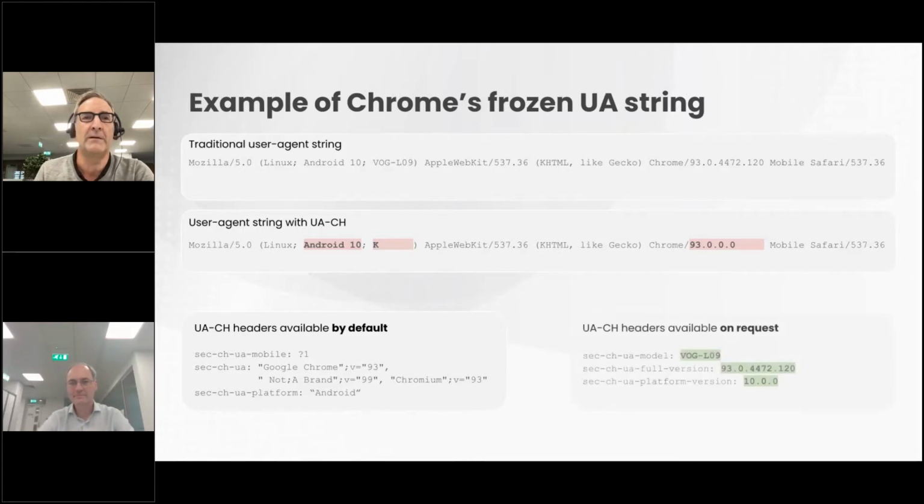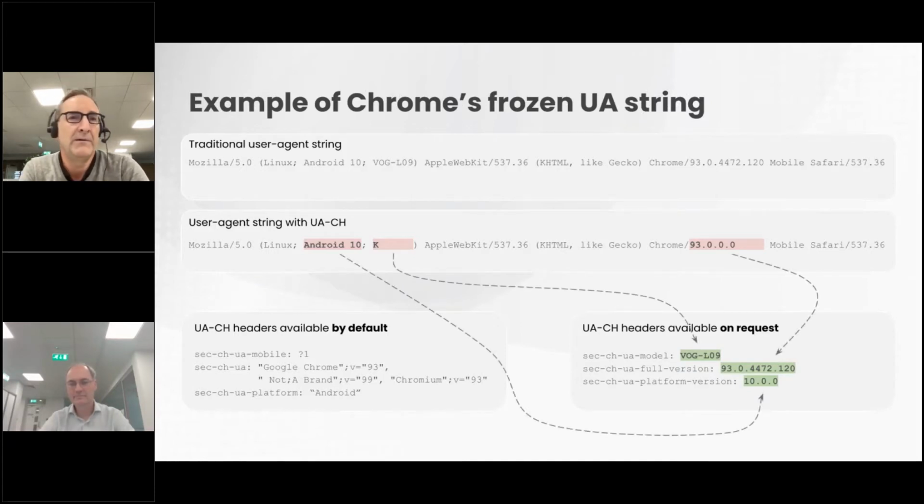But the really good stuff has now moved to a header that's only available on request. So the items I've highlighted in red have moved to a new place in a new set of headers that you must ask for and only get them on the next request. So the model is there in a model header. The full version of the browser in question is there in a full version header, and the underlying platform version or operating system version is there also. So the information is all there, but only on a second request.